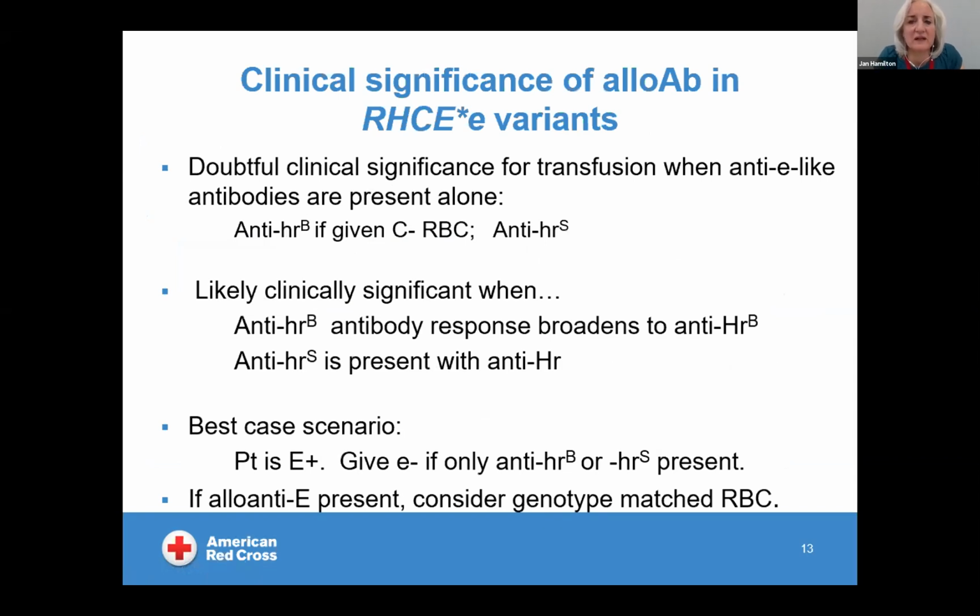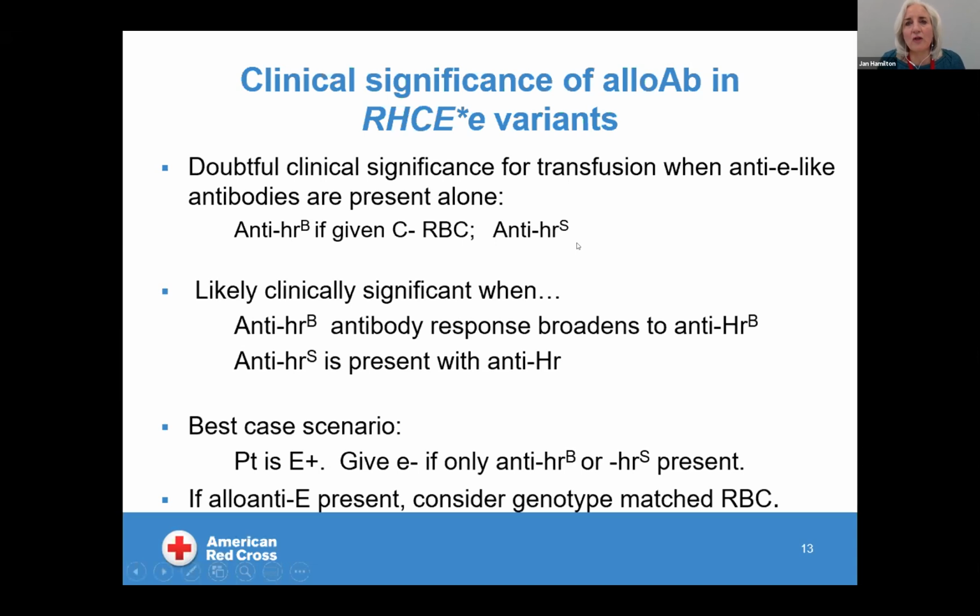Well, so what's the clinical significance of these allo antibodies, particularly in this little e variants? Well, in some cases, they may not be that clinically significant. In some patients, they don't seem to cause increased destruction when just those little e-like antibodies are present. So if the patient has an anti-HrB, and if you give them big C negative, little e positive red cells, they may survive okay. Remember I said that the antibody seemed to react better with the big C positive, little e positive red cells. So if you give them big C negative red cells, then sometimes you don't see increased clearance from the HrB component.